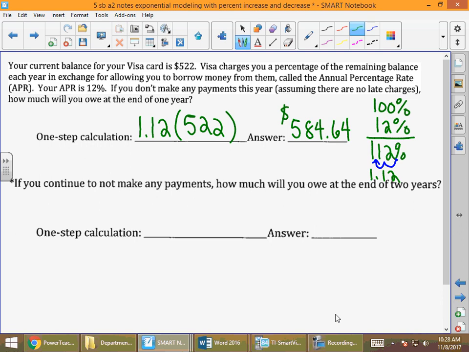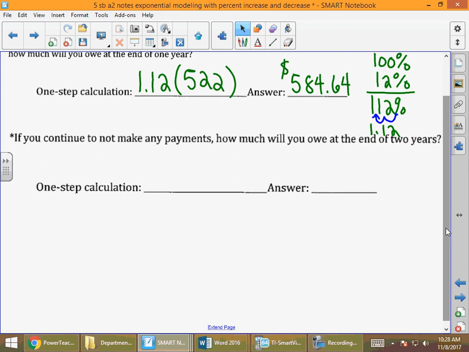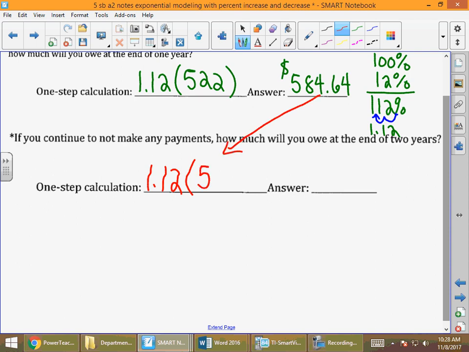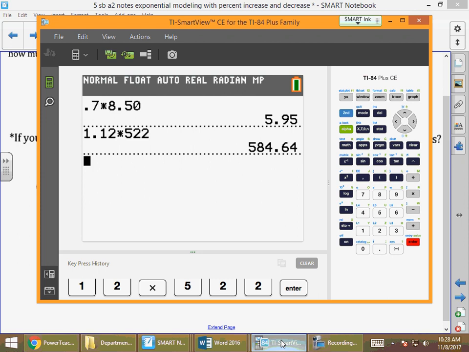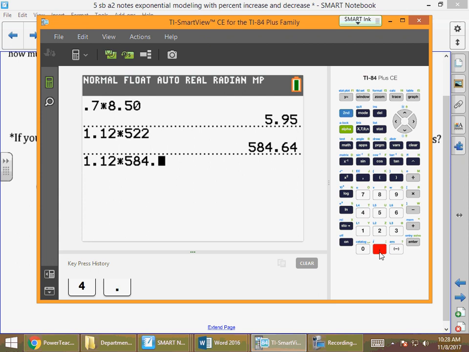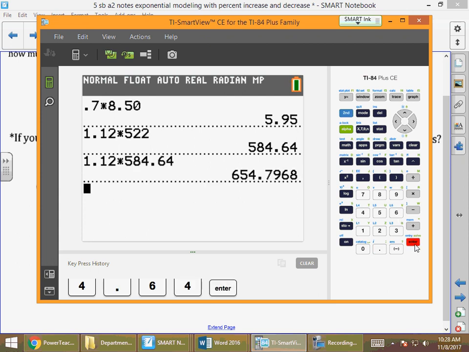So when we go to our second year here, we're still going to use the 1.12. But instead of 522 now, the interest that's being charged is being charged on this number of $584.64. And I think what you'll see when we type this in, of the 1.12 times the 584.64, is that it starts to get expensive real fast. Now we owe 654.7968, but we're talking about money.